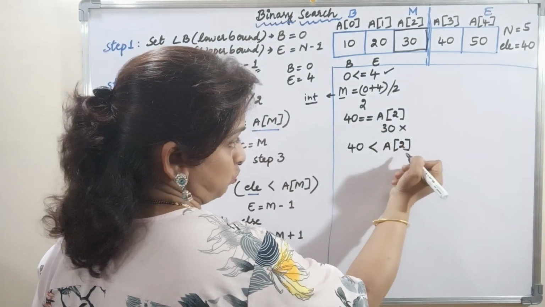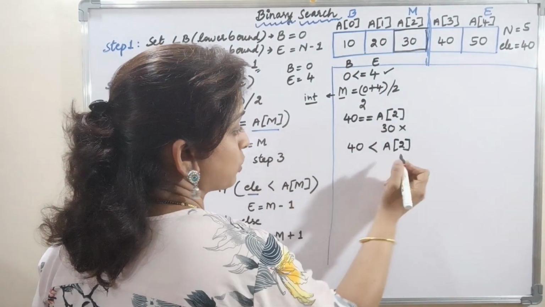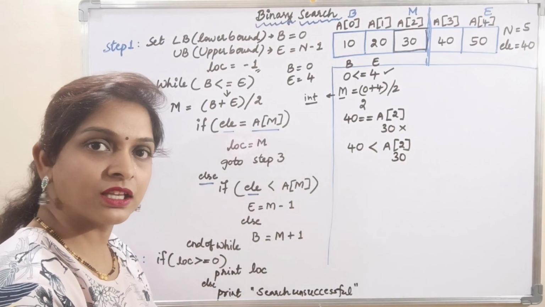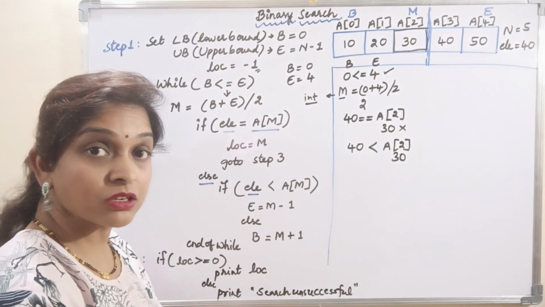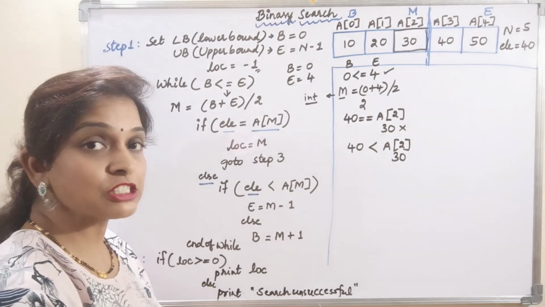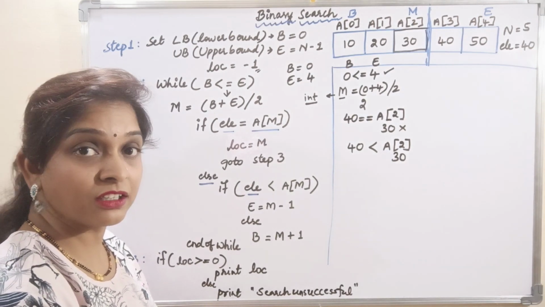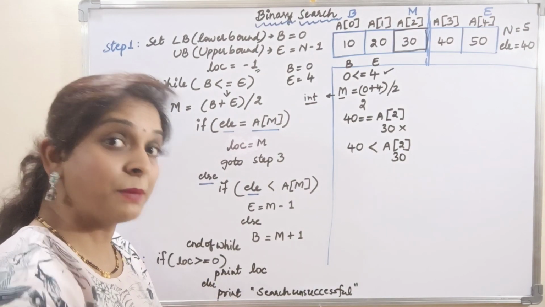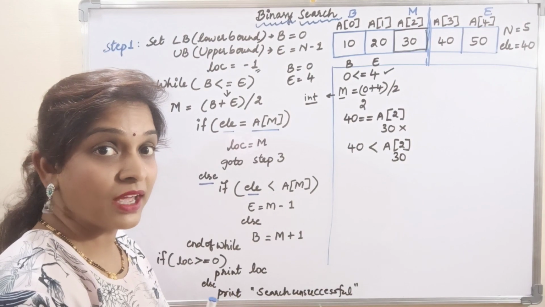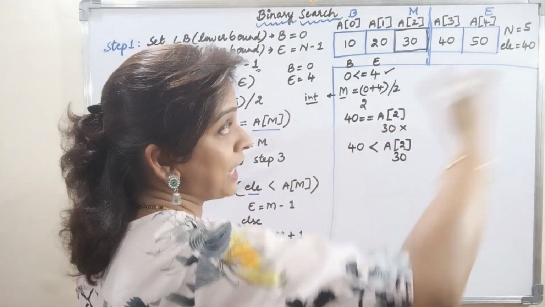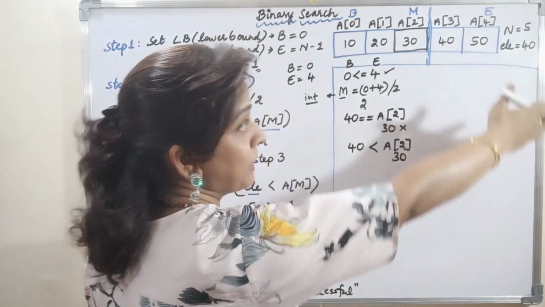M means 2. That is A of 2, which means 30. Is 40 less than 30? No. Condition not satisfied means it is greater. If 40 is not less than 30, it is greater. So when the search element is found to be greater than the element in the mid position, what should I do? I have to go to the right portion of the array. When I go to the right portion of the array, ending remains the same.